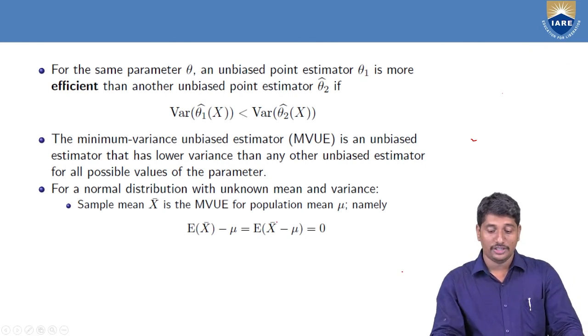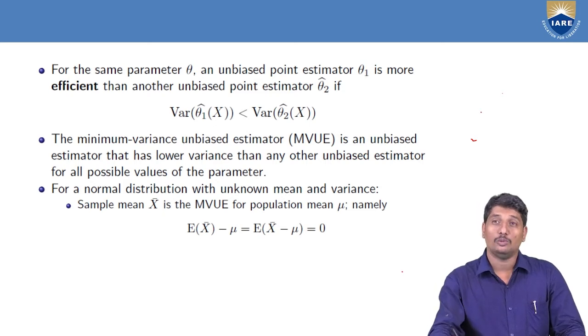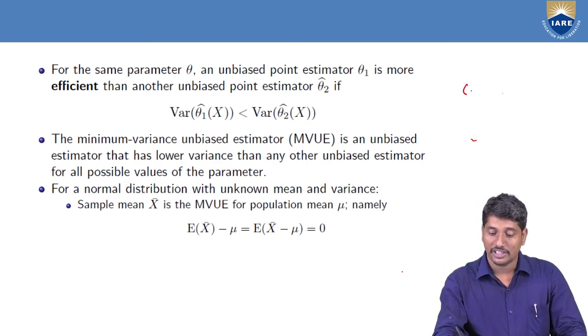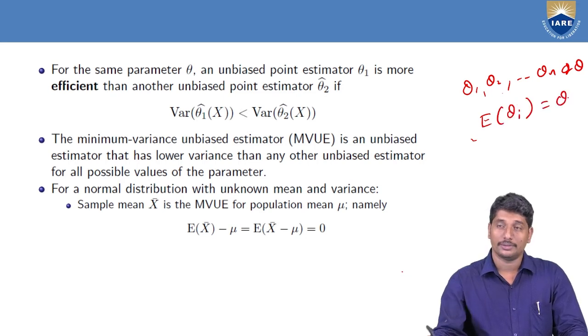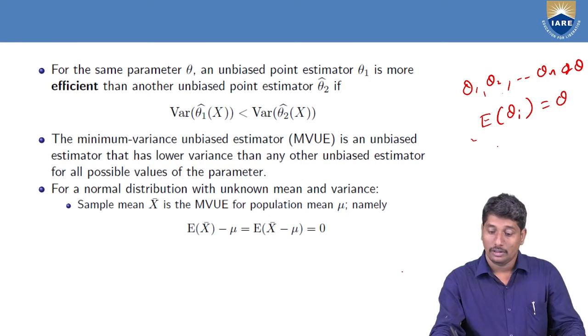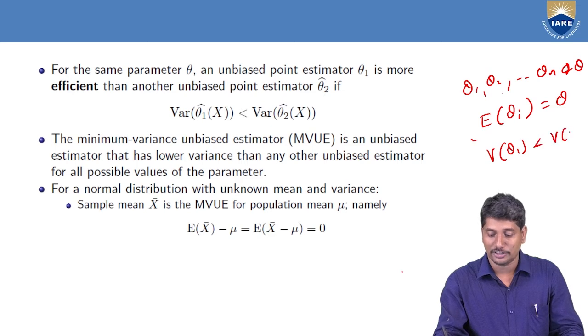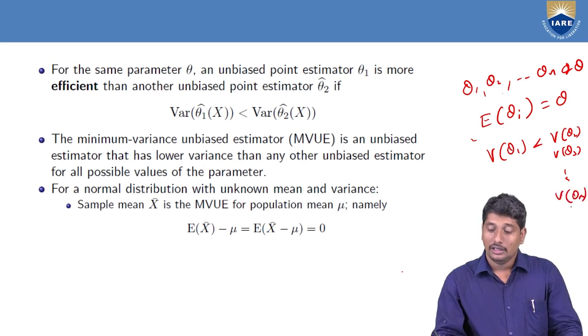What is the most efficient or minimum variance unbiased estimator, or most efficient estimator? Suppose we have several estimators, theta 1, theta 2, and so on up to theta n, of the population parameter theta, and all these are unbiased estimators. Suppose variance of theta 1 is lesser than variance of theta 2, variance of theta 3, and so on, up to variance of theta n. That means theta 1 has less spread when compared to the remaining estimators.